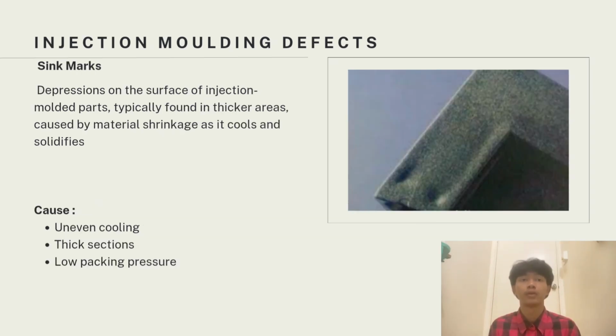The next is sink marks. Sink marks are depressions on the surface of an injection molded part, typically found in thicker areas, caused by material shrinkage as it cools and solidifies. It is caused by uneven cooling, thick sections, and low packing pressure.